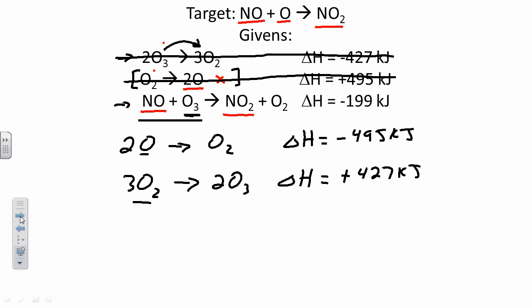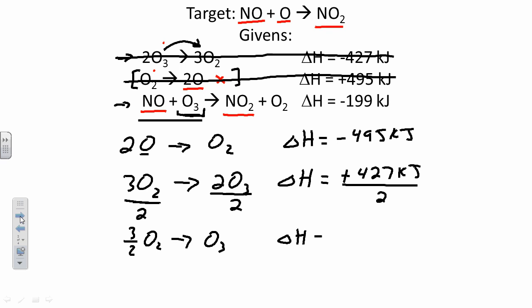Let's see, if we want to get rid of this O3 right here, we probably need to, let's see, we could divide this equation right here by 2. Divide this by 2. So this becomes 3 halves O2 yields O3, and delta H will be half of what it was before. So 213.5, we'll call it 214 kilojoules. All right, so I have now changed this equation, so I'm going to get rid of that.